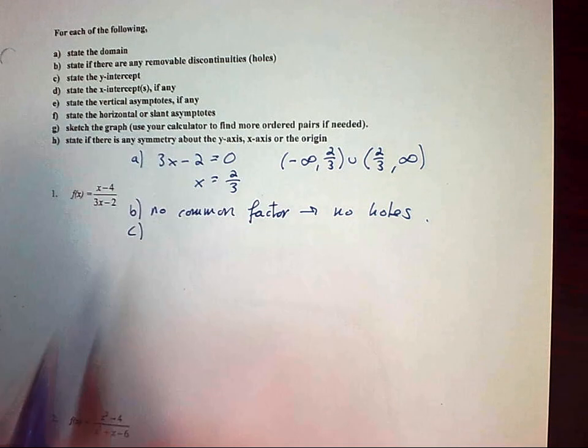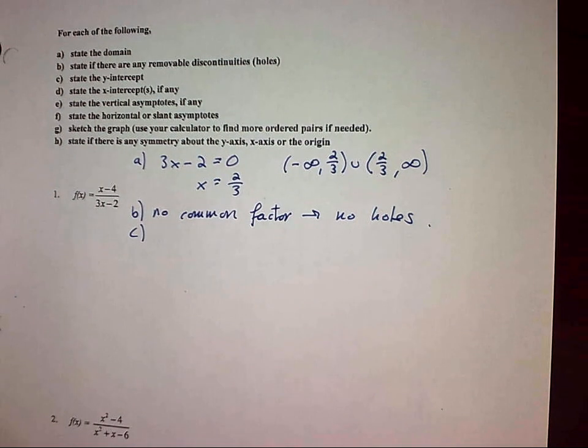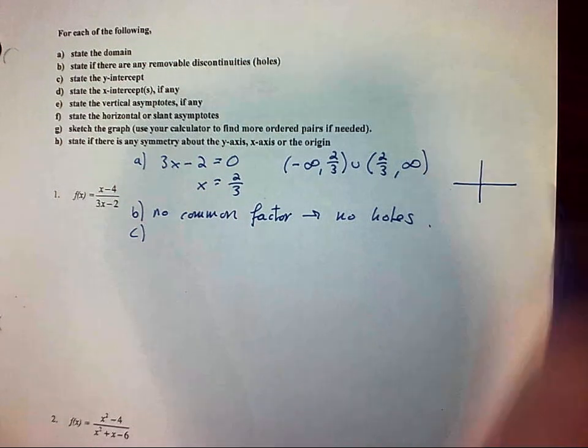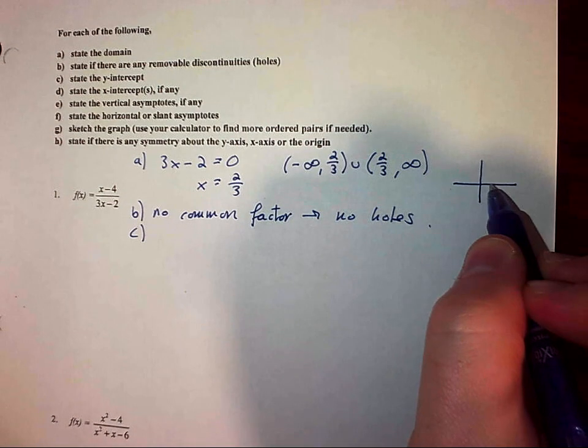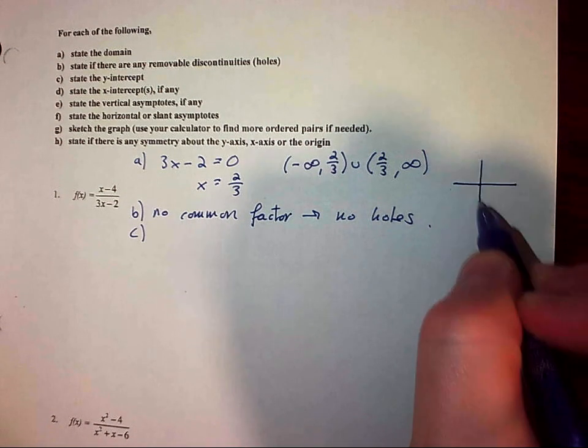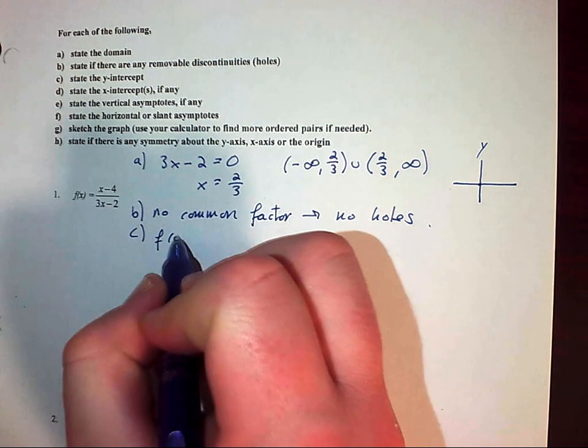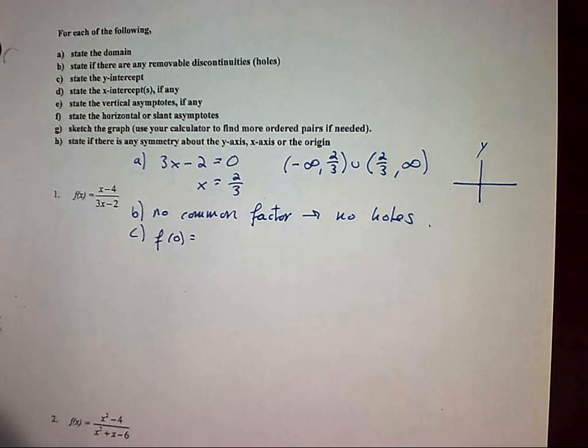Part C is asking us to state the y-intercept. How do we find the y-intercept? Well, we know that if you graph it, where's the y-intercept going to be? The y-intercept is going to be wherever x is equal to 0, right? Because here we have our y-axis. So if we want to find the y-intercept, we're just going to let x be equal to 0.